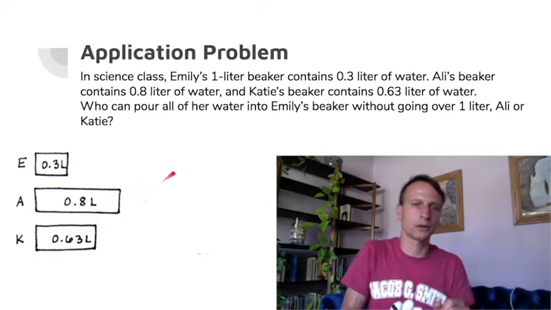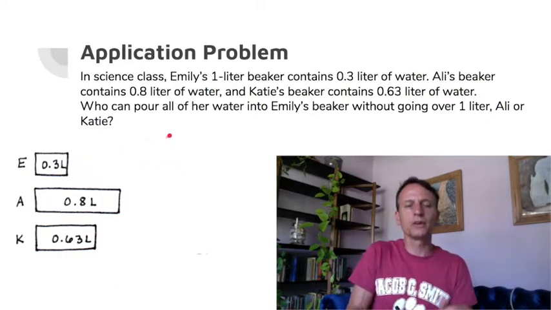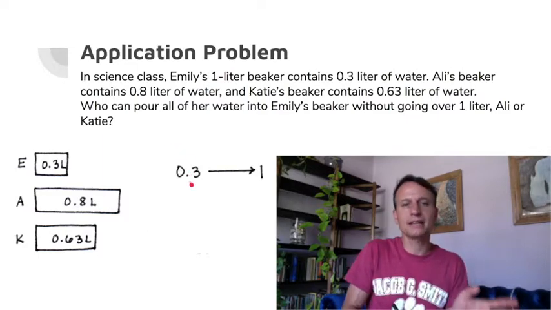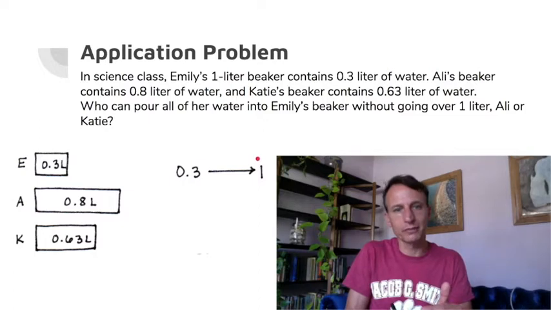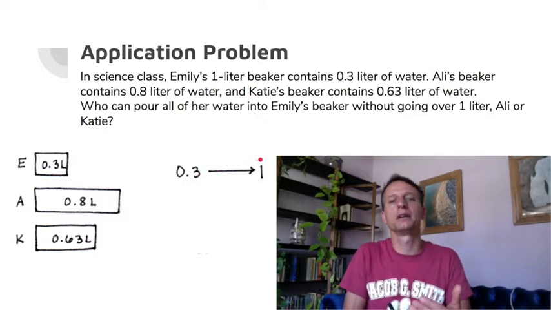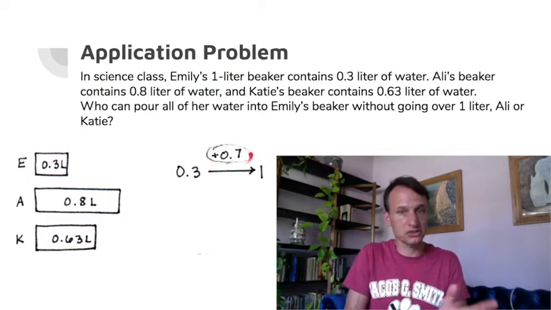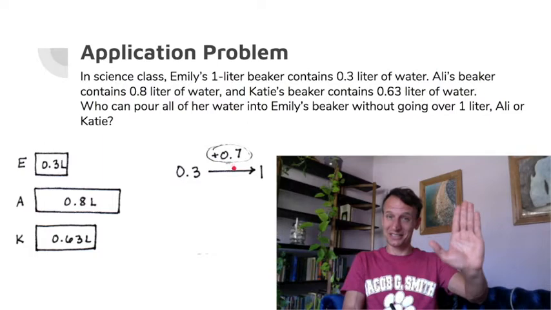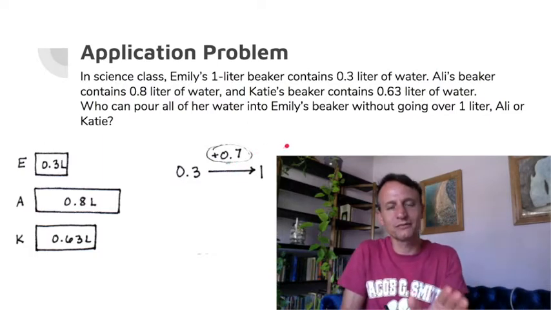All right, now the question is who can pour theirs into Emily's? Let's start by asking how much room is there in Emily's? What does it take to go from 3/10 of a liter to 1 whole liter? Well, 3/10 plus what is 1? 7/10. So 7/10 is what we need. Do you remember the arrow way that we did way back in fraction land? So we can fit 7/10 in there.